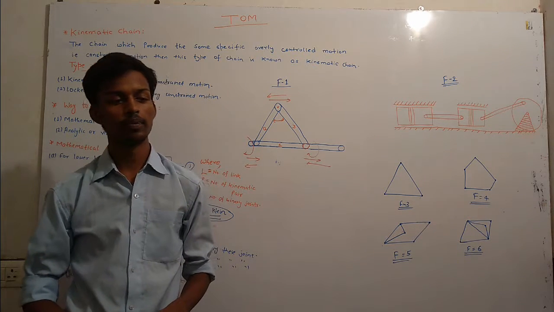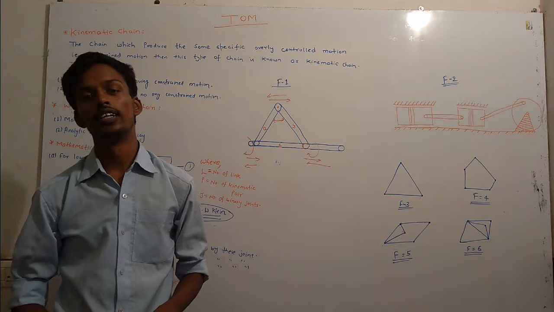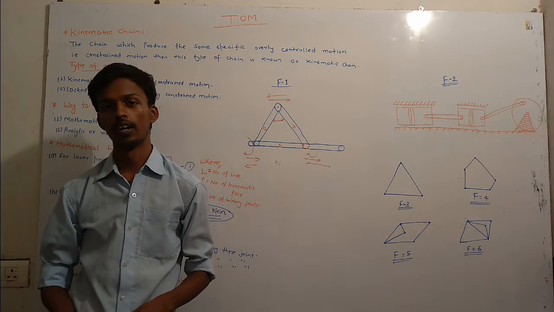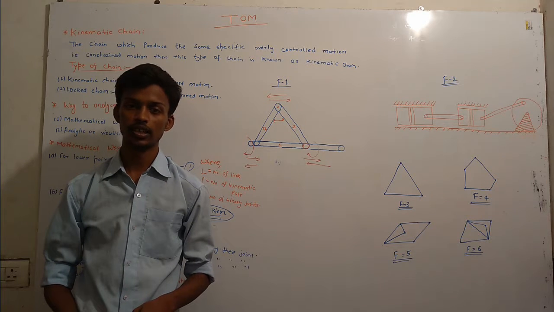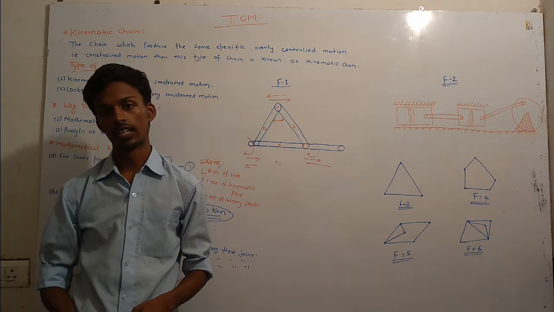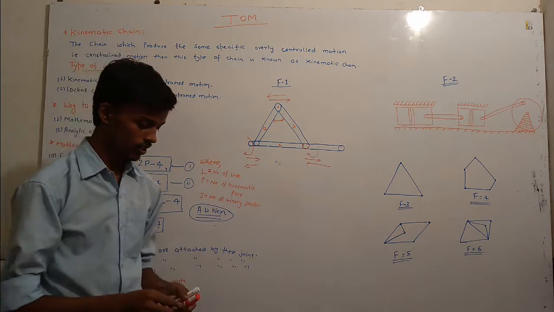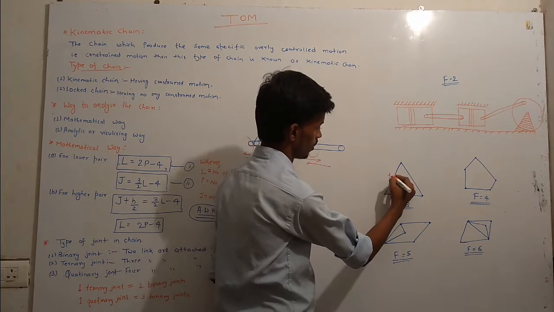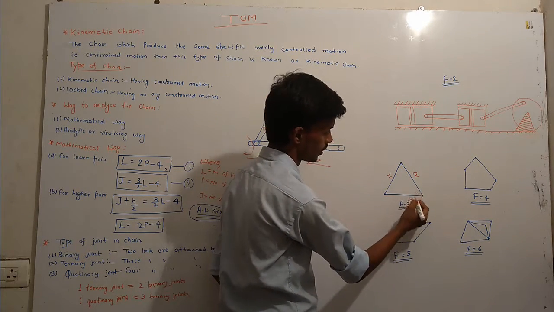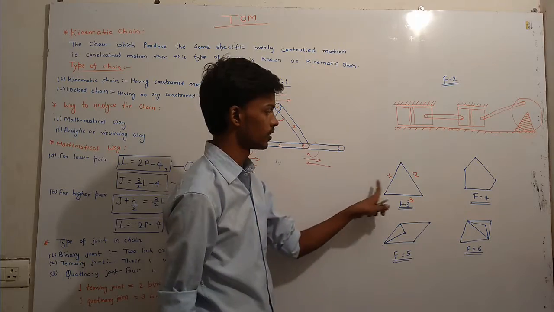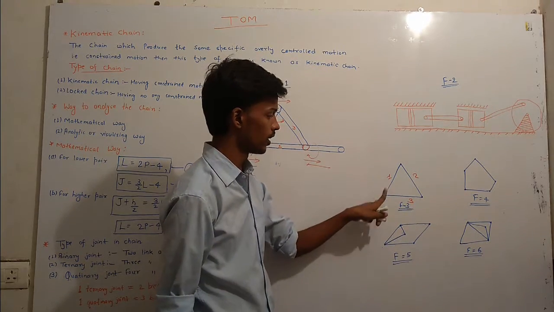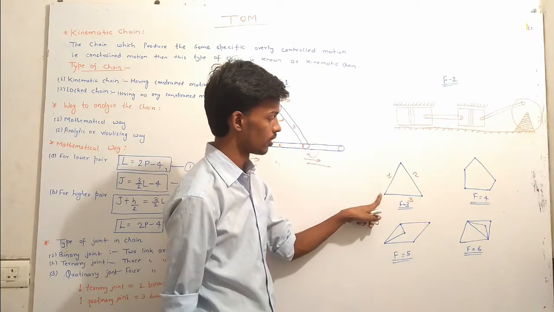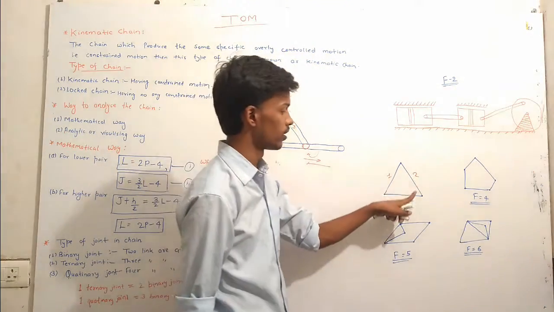What is the chain? In the definition of chain, we said that it is a specific arrangement and assemblage of kinematic pairs. In this assemblage, the first link is attached with the last link, end to end. Let's suppose that there is link number 1, this is link number 2, and this is link number 3. In this assemblage there are 3 links, and the first link's end is attached with the last link, link number 3, so it makes a chain.